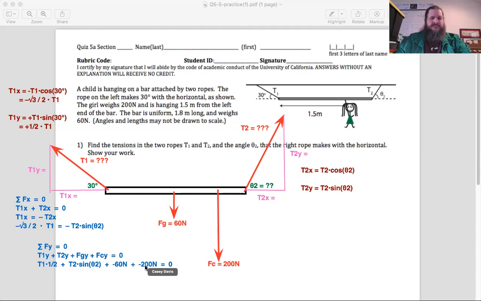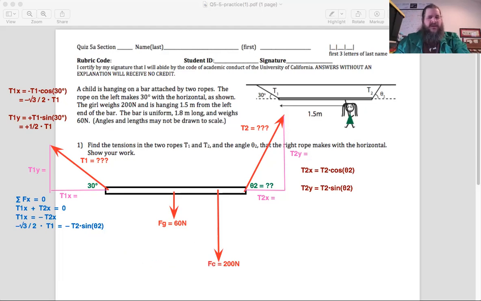Like, combine them? Yeah, we could combine them. We'll get negative 260. And then how could we get rid of the negative 260 there? Move them to the other side. Yeah, or add 260 to both sides. So we get T1 over 2 plus T2 times sine theta 2 equals 260 newtons.